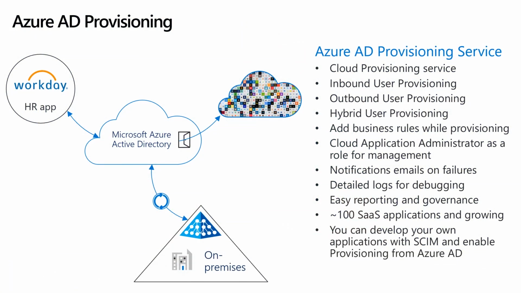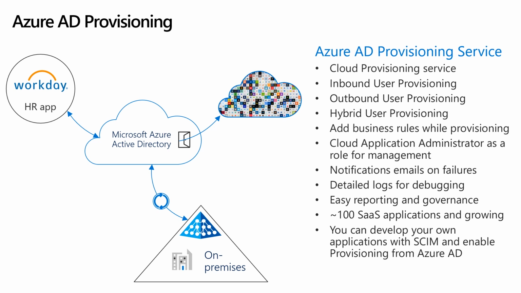Let's talk about Azure AD provisioning in a little more detail, with an overview of how this works. Azure Active Directory provisioning is basically a cloud provisioning service. That means it's hosted in the cloud, it's associated with your Azure Active Directory, and it's a scalable service. We have two concepts in Azure Active Directory user provisioning. We call them inbound user provisioning and outbound user provisioning.